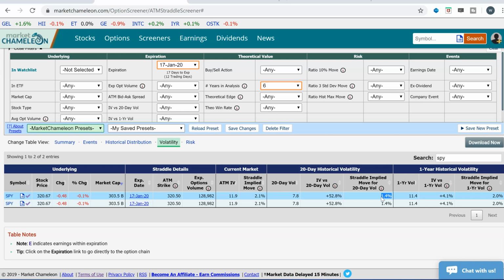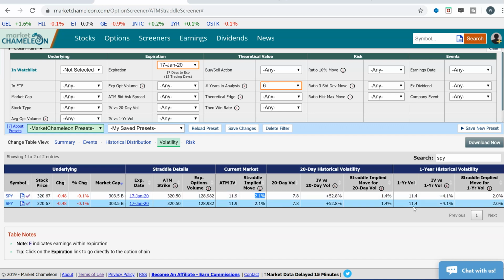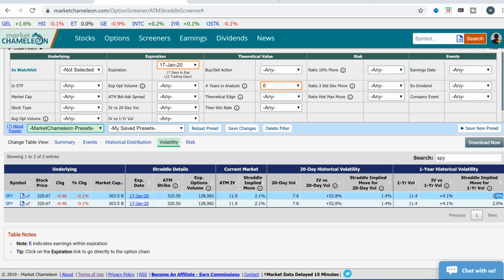Now let's compare it to the last year. Maybe it's going to revert to its average volatility over a 1 year period. You could see here the 1 year historical volatility is 11.4 versus an implied 11.9, so we could look at the percentage moves. This still requires a 2.1% move, and this implies a 2% move, which is much closer. So if it reverts to 1 year volatility, that's pretty much fairly priced. That's kind of where, on average, it moves.